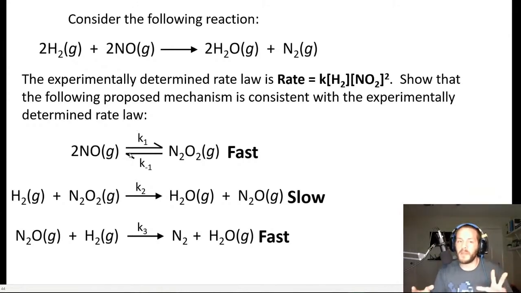And what these two arrows mean is that they're in equilibrium. And what equilibrium means is that the rates of the forward and reverse reactions are the same. In other words, the forward process where the NO is becoming N2O2 is occurring at the same speed, the same rate, as the opposite, N2O2 becoming NO. And we're denoting the rate constants of these two processes. The forward rate constant we're calling K1, and the rate constant associated with the reverse reaction we're calling K minus 1.